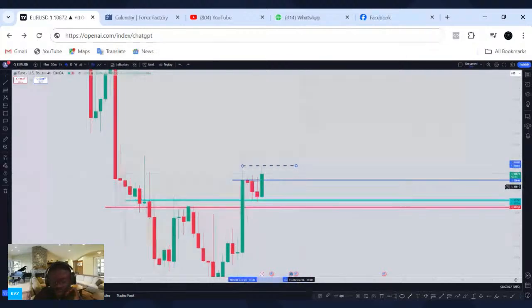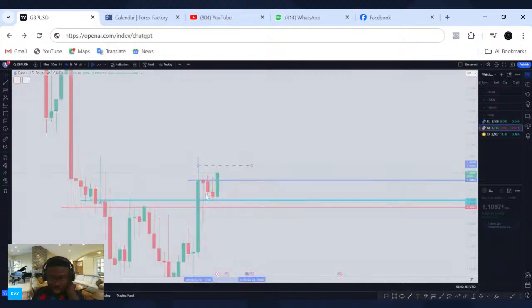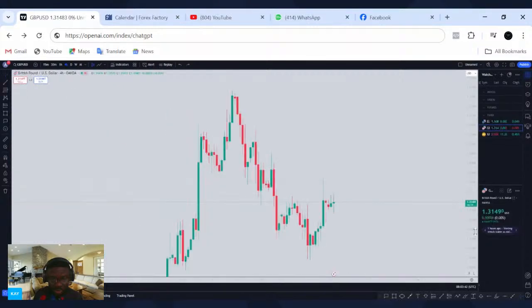Sometimes I will be trapped if I enter. So if the H4 candle closes, I'm going to take a buy, no hesitation. I want to wait for the H4 candle to close because the H4 candle is not looking good.